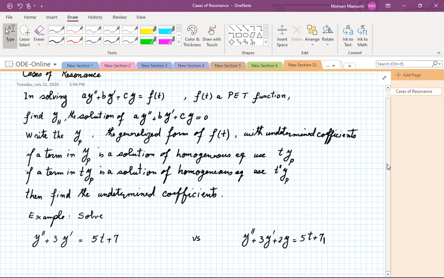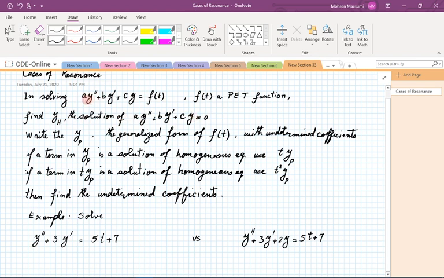We are trying to solve a second order differential equation. Right hand side, we said we are limiting ourselves to PET functions for simplicity. The recipe goes like this. First, you strip the right hand side away, replace it by 0 and call that a homogeneous equation. You go find YH, which is the solution of the homogeneous equation.